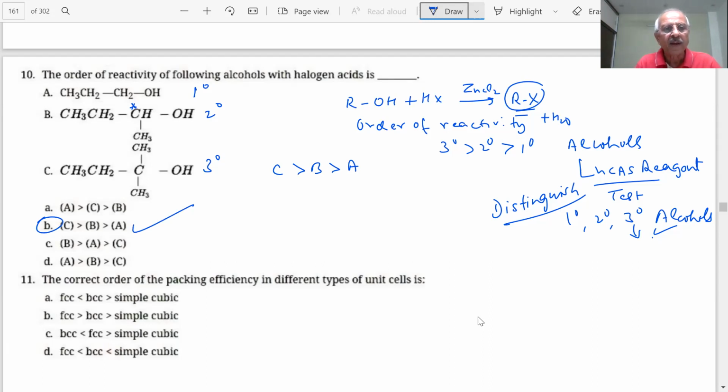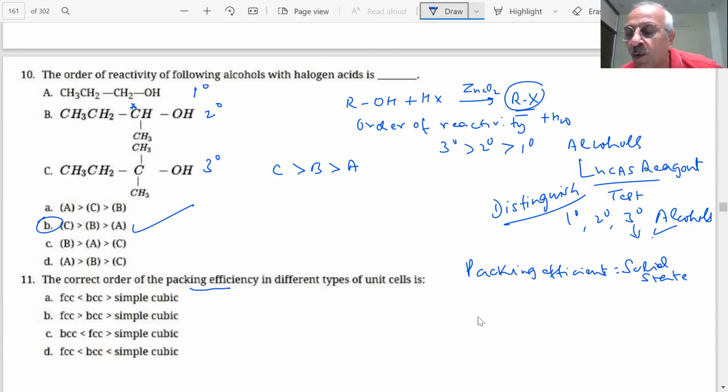Next question. Correct order of packing efficiency, student. Where did we read packing efficiency, students? In the solid state. Solid state questions are coming now. What do you mean by packing efficiency? When closed packing takes place, we told you FCC, BCC. FCC is also CCP, cubical closed packing. We calculated the packing efficiency percentage. Highest packing efficiency was found where, student? You see that in FCC.